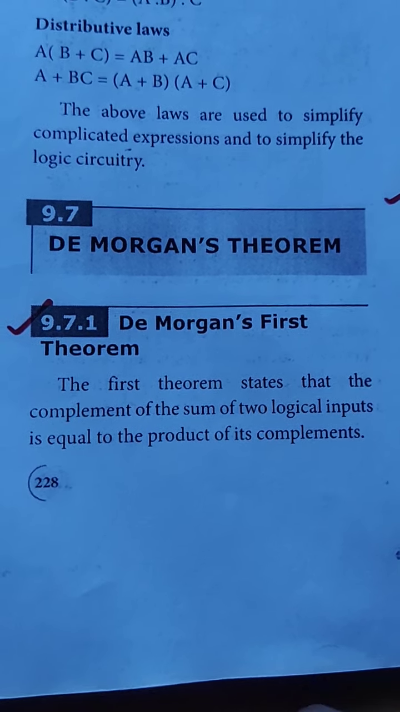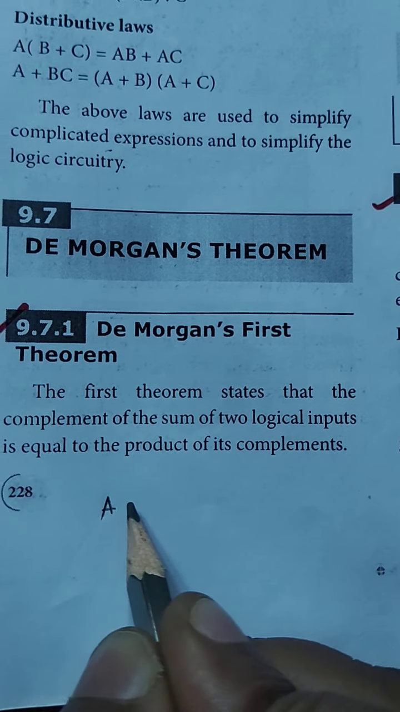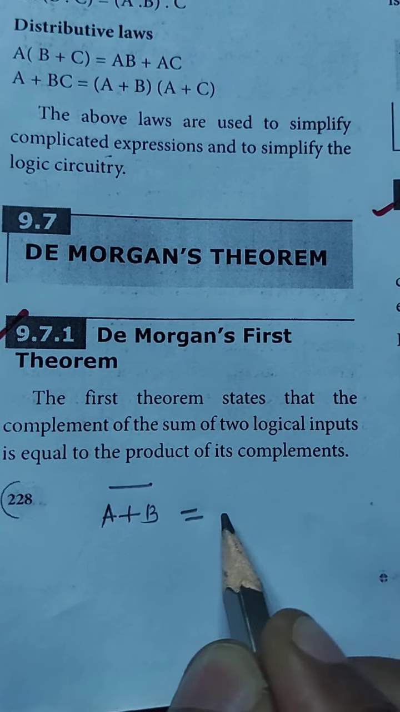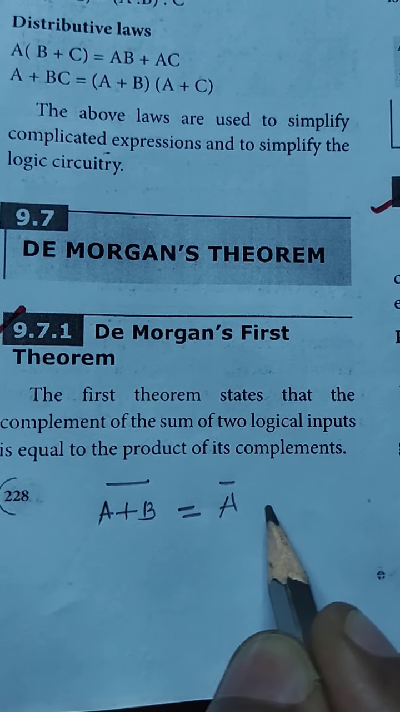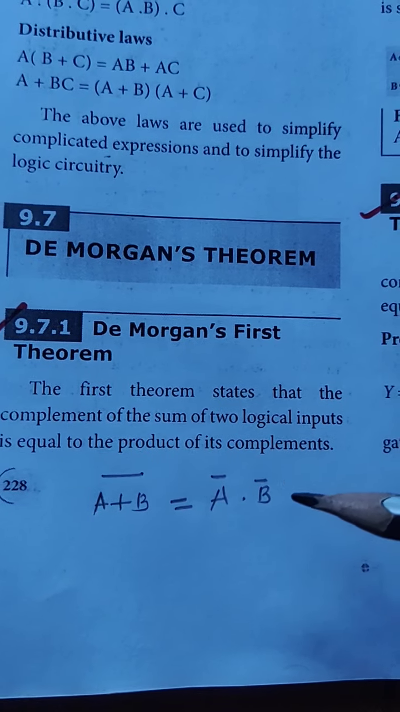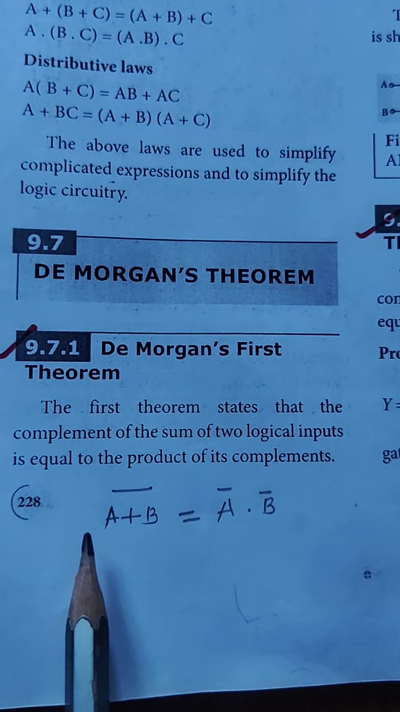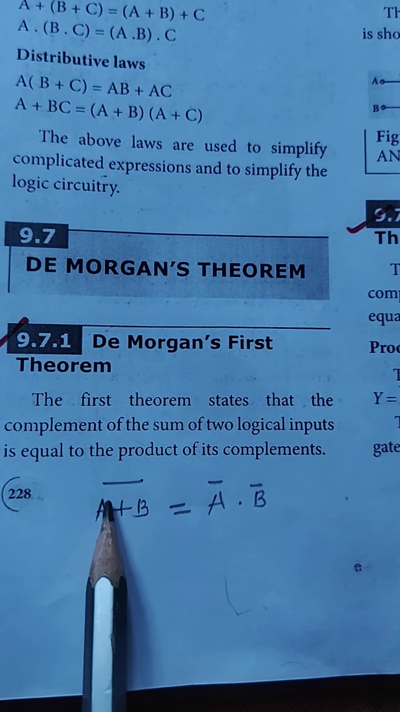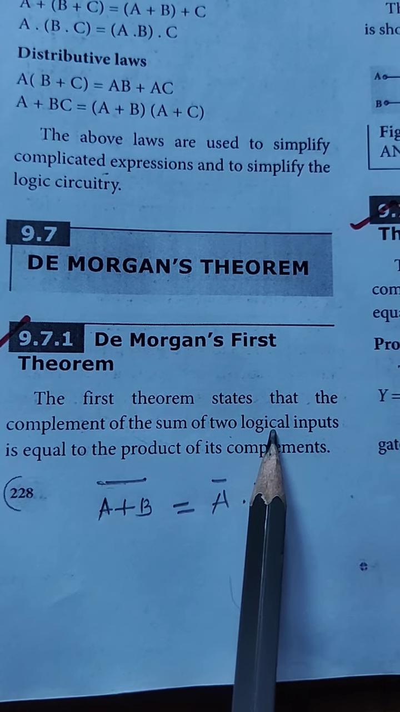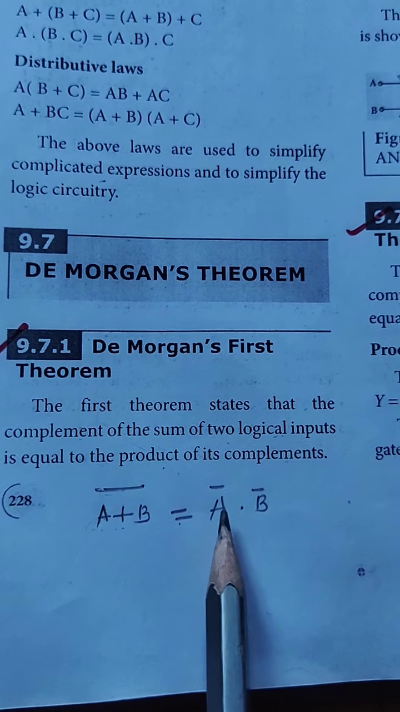So the first theorem: A plus B whole bar equals A bar dot B bar. This is the first theorem. The first theorem states that the complement of the sum, this line tells us the complement, the complement of the sum of two logical inputs is equal to the product of its complements.